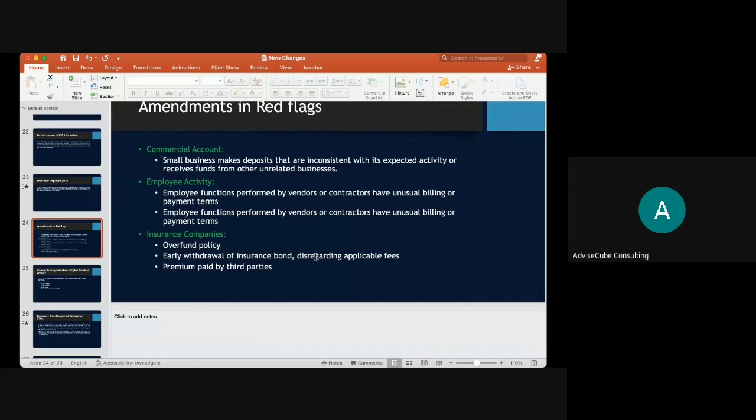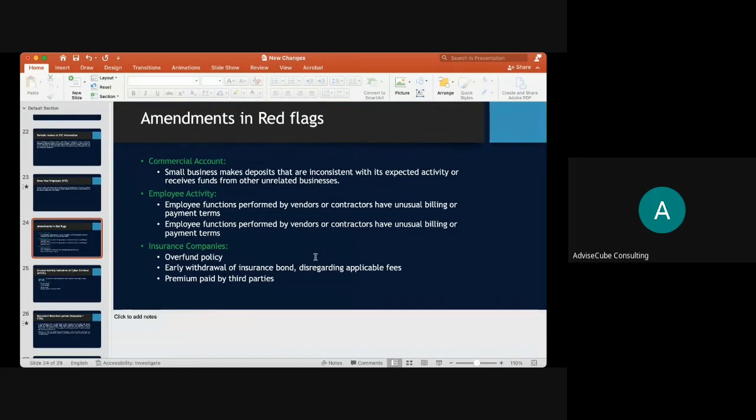Okay, red flags, they have added some new 1 or 2 bullet points in the commercial accounts. Okay, employee activities, they have also added 2 new red flags, as you can see on the screen. For insurance, they have added 3 new red flags. So these are the changes in the red flags area, which is chapter 3.